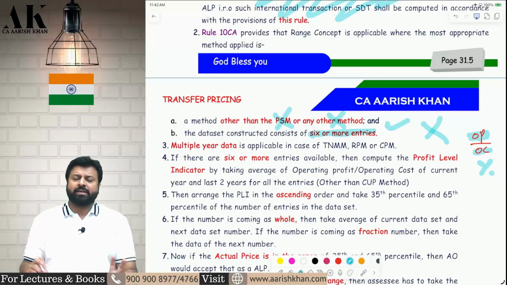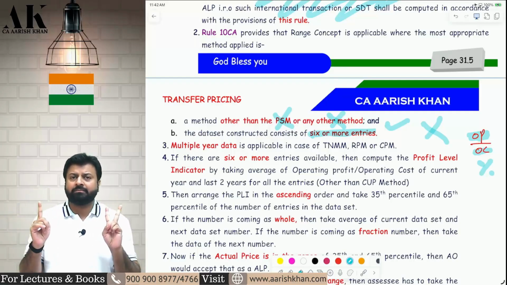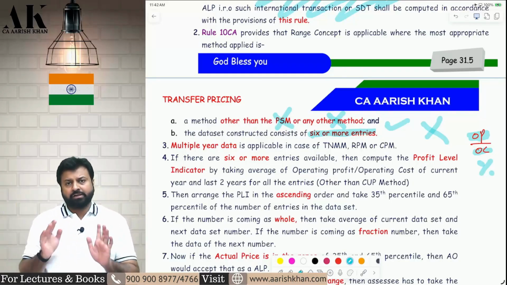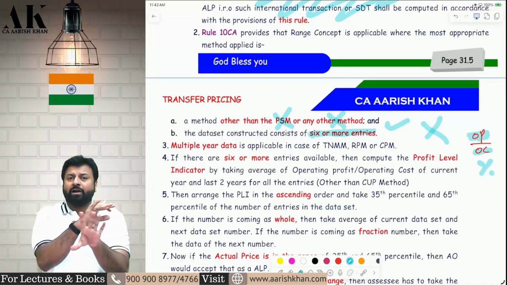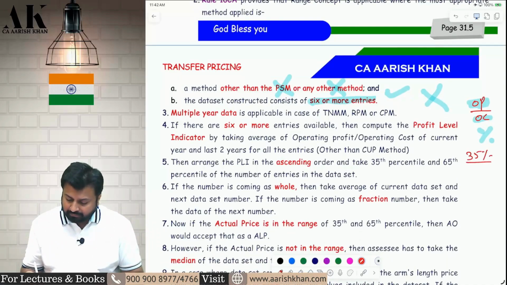Sir, I have 7 companies' data. Great. Find out 7 margins of unrelated parties. And then lay down those margins in ascending order. First of all, find out the margin individually and then lay down in ascending order. And then take 35% of 7.